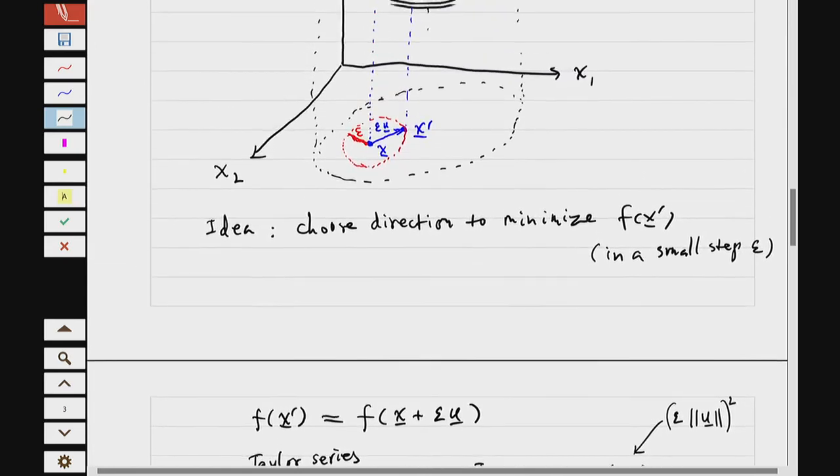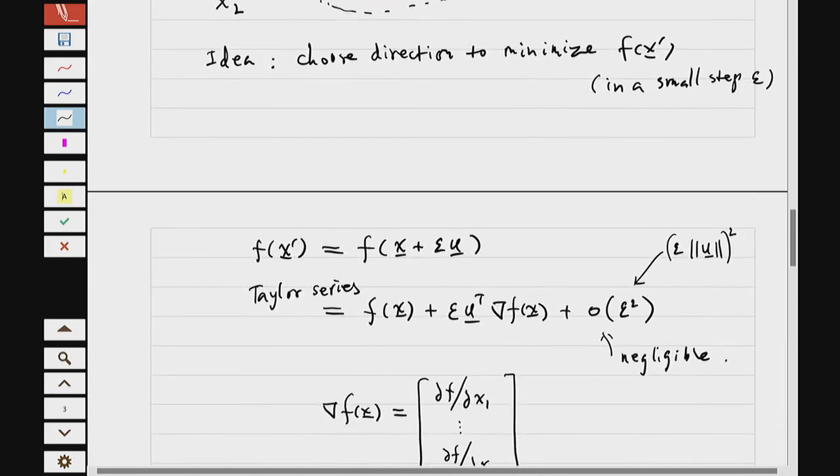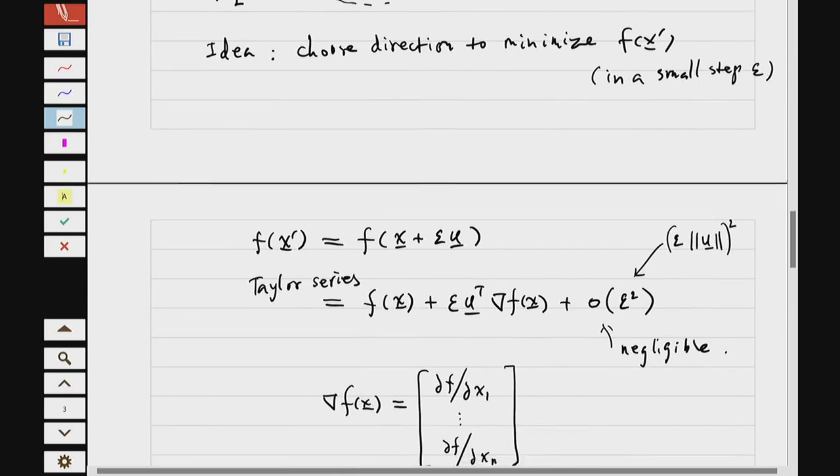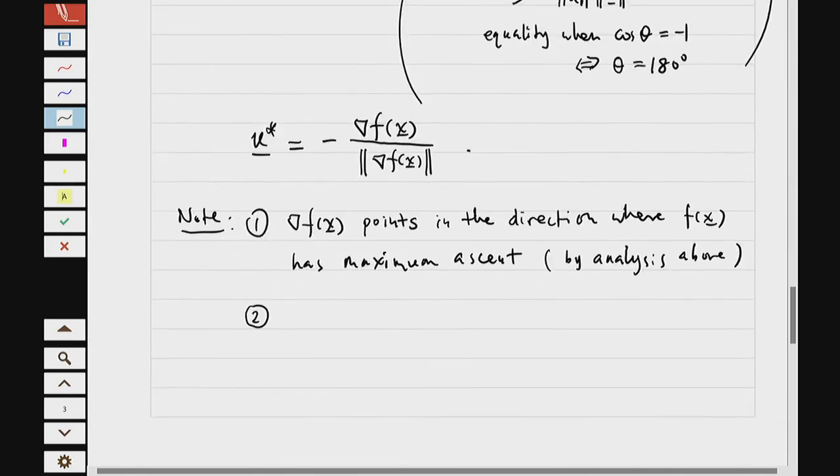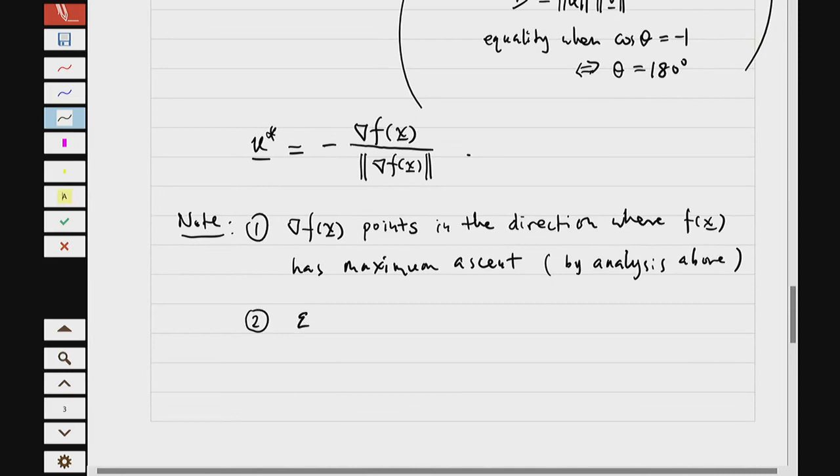We want to move in this direction, epsilon times u, right? U star is of that form. So now in that case, epsilon u star will be equal to minus epsilon. I'll write this here in front, like that. And then times the gradient, right?